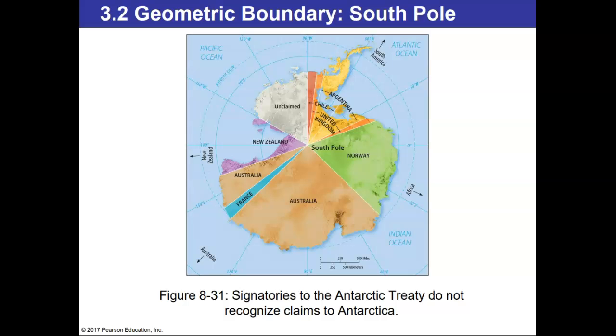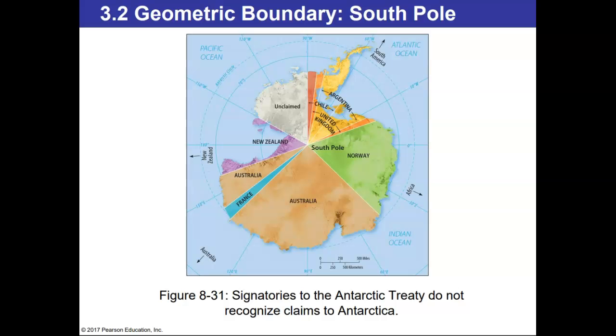Geometric lines are also recognized in the South Pole with Antarctica. There do happen to be 7 countries that stake claim in Antarctica: Argentina, Australia, Chile, France, New Zealand, Norway, and the United Kingdom. However, it is important to note, many states, including the United States and Russia, do not recognize these claims.